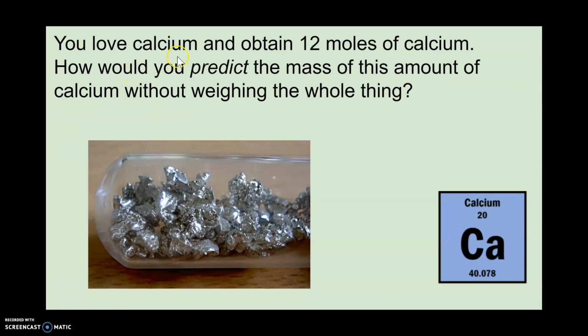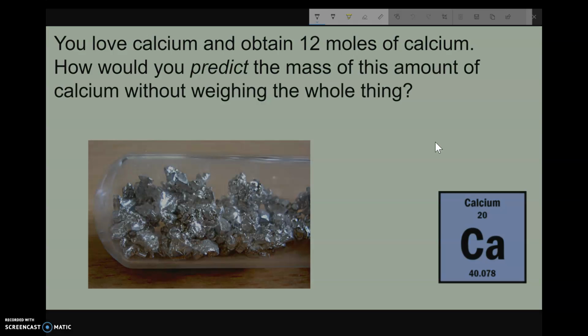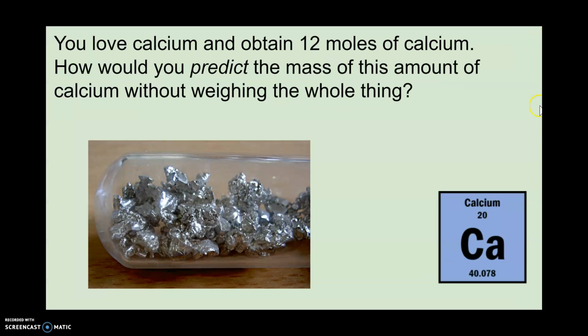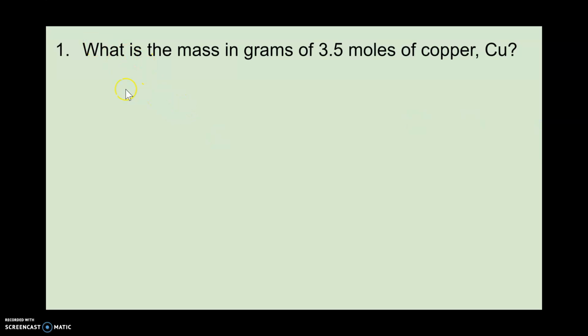Okay, let's say that you love calcium, and calcium's super cool. And you obtain 12 moles of calcium. How would you predict the mass of this amount without weighing the whole thing? Well, think about what you just did with the puppies. You would do the exact same thing. You're going to multiply. If we have 12 moles, we know that 1 mole is going to equal the mass on the periodic table, and there's the mass of your calcium on the periodic table. Because we know that, we can multiply, which is what we're going to do to solve these next problems.